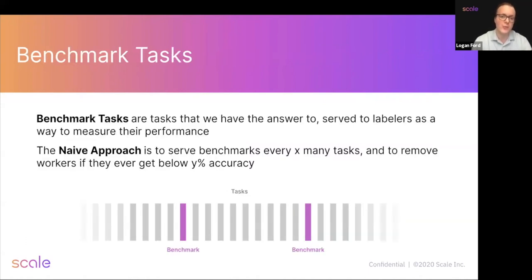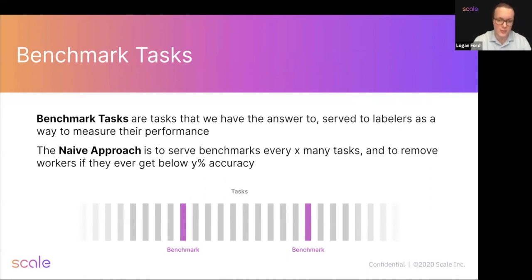So with benchmark tasks, the main thinking here is that we have the answer to these tasks, and then we can serve them to labelers as a way to measure their performance. And just to highlight a naive approach of utilizing benchmark tasks, you could serve them every so many tasks and then remove workers if they ever got below Y% accuracy on the benchmarks they've taken so far.